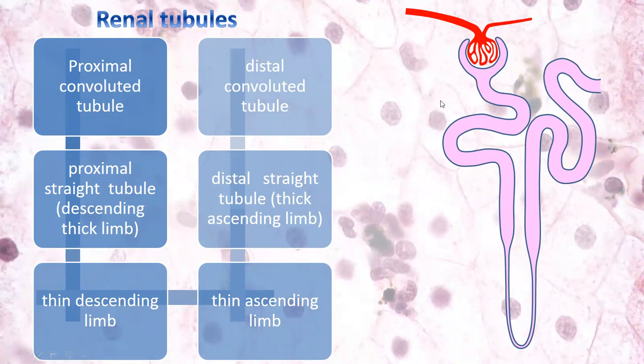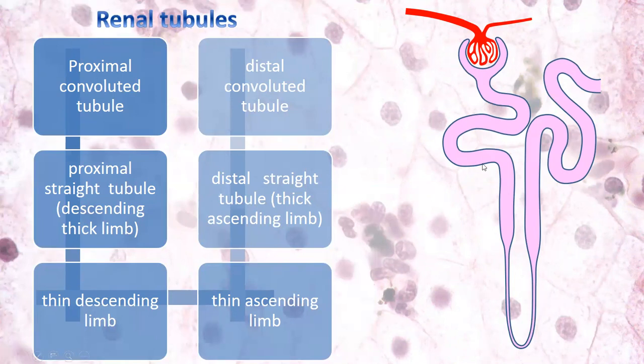So here we can see proximal convoluted tubule. It's the first tubule which opens directly from the Bowman's capsule. It's proximal convoluted tubule, and it's continued into proximal straight tubule. Here we can see it. It's continued by thin limb or thin tubule, which has descending and ascending limbs. Then we have distal straight tubule and distal convoluted tubule.